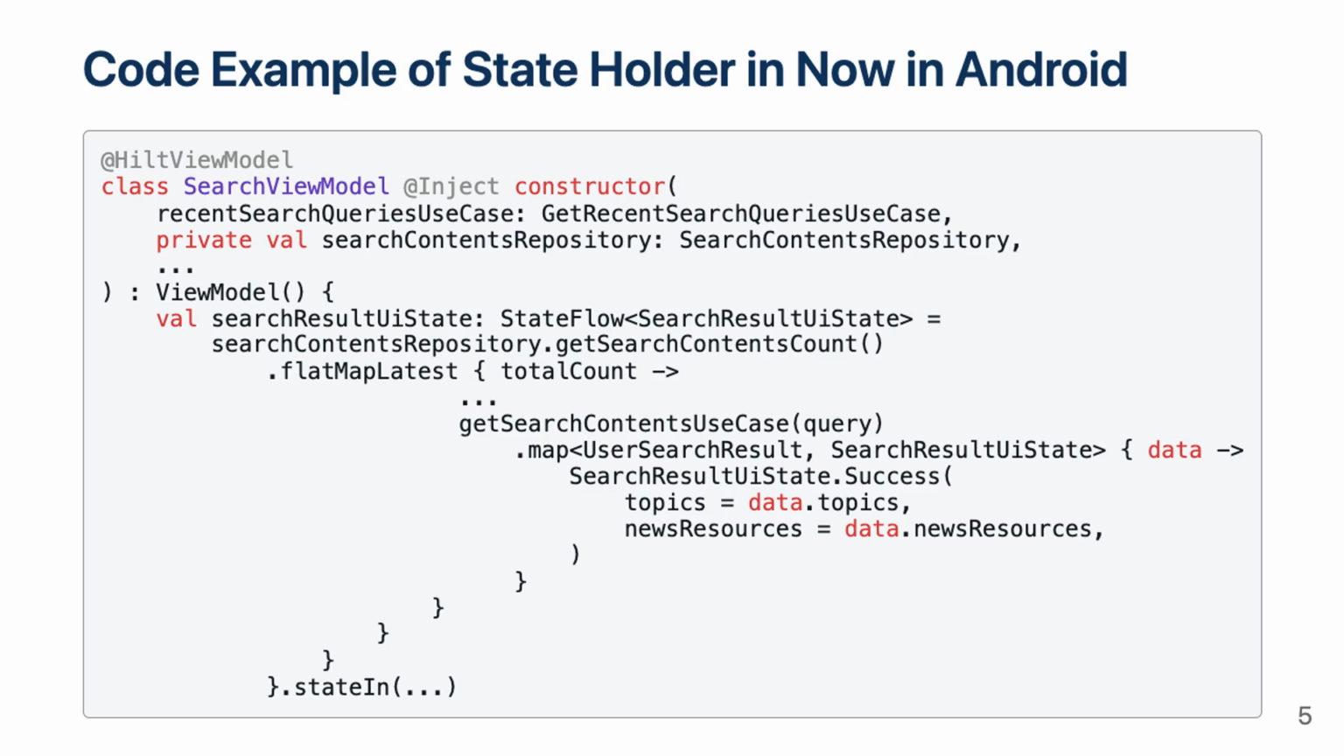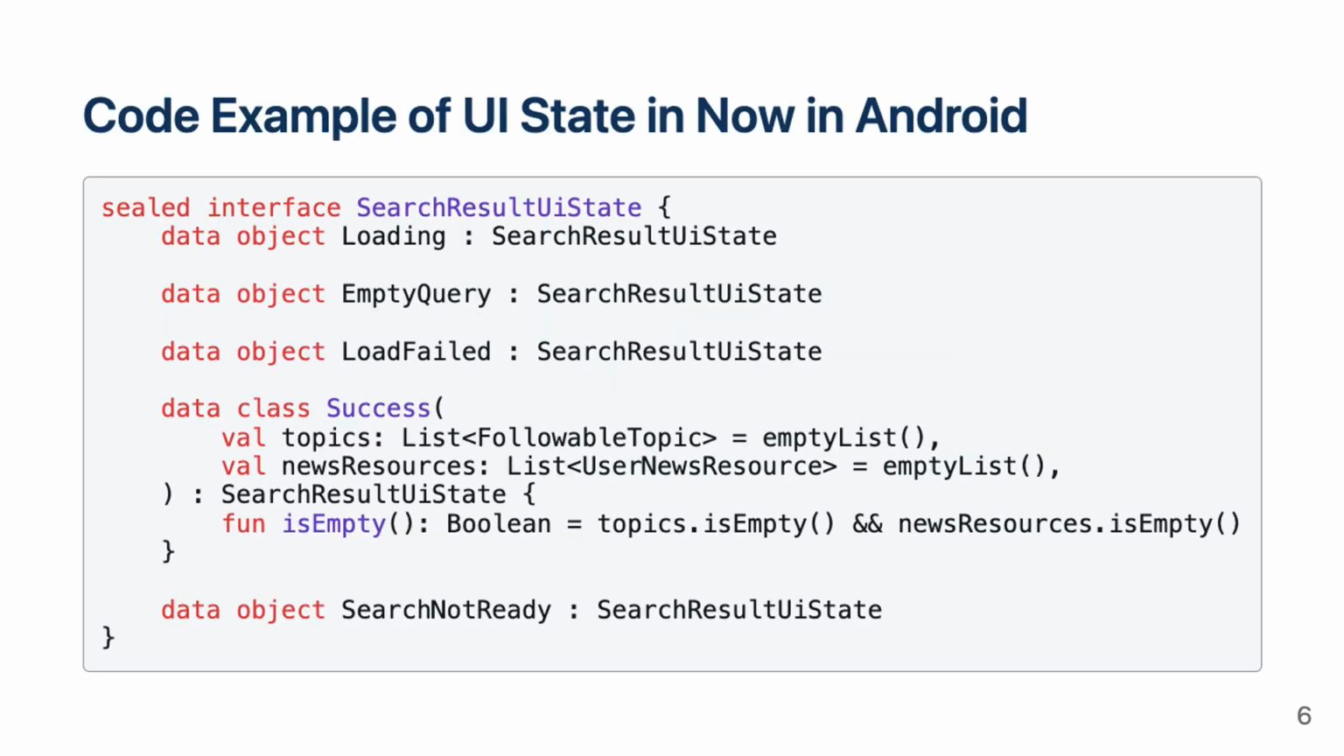We will also look at the code for the UI state that the view model holds. The SearchResultUiState is declared in the sealed interface as a UI state. This UI state represents the states of loading, search keyword is empty, search preparation is incomplete, and search success. The SearchViewModel sets the appropriate UI state based on the calculation results.